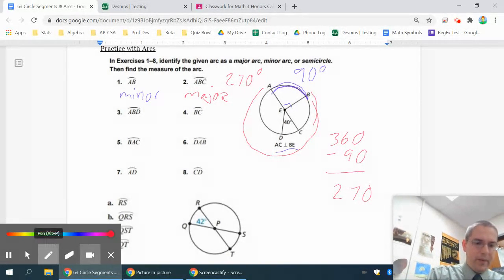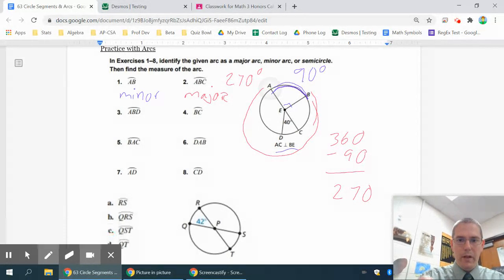Maybe one more. If I have A to B to D, notice A, I wouldn't be going the short way around this way. I'd have to start at A, go through B, and then D. You notice, once again, confirm that it's over half a circle, but it is, so this is a major arc. Generally, 3 letters will be a major arc. You could get them to pull a trick on you.